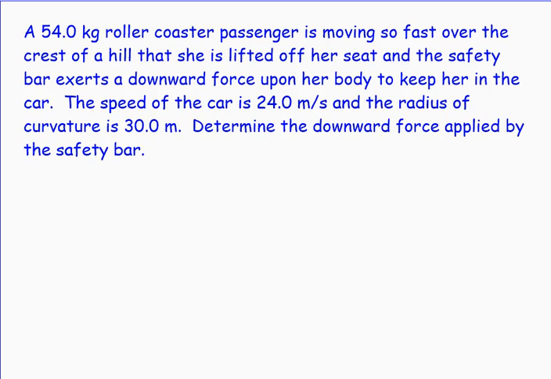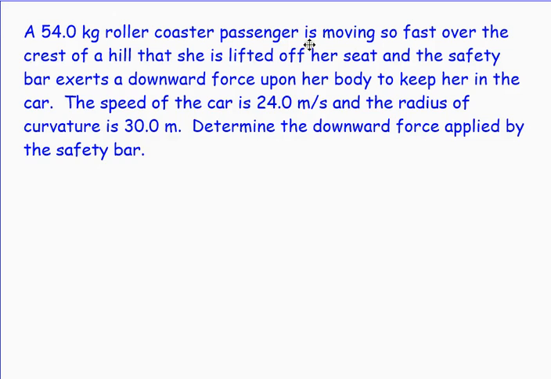Our last question doesn't give us a diagram. It says a 54 kilogram roller coaster passenger is moving so fast over the crest of a hill that she is lifted off her seat, and the safety bar exerts a downward force upon her body to keep her in the car. The speed of the car is 24 meters per second, and the radius of the curvature is 30 meters. Determine the downward force applied by the safety bar.